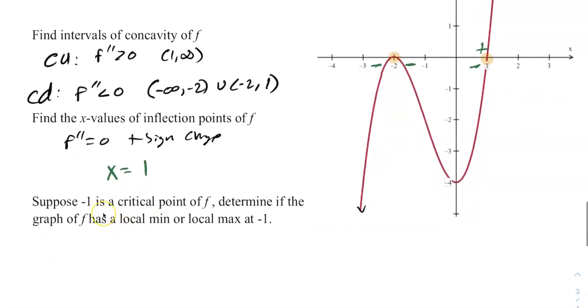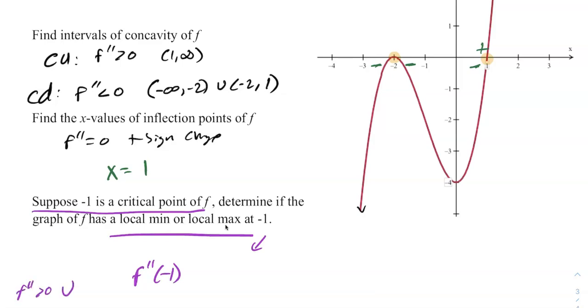And then right here is the second derivative test question. Suppose negative 1 is a critical point of f, right? So that means it could be a max or min. Determine if the graph of f has a local min or max. So all we're doing here is the second derivative test, which is plug that critical point into the second derivative and see what you get, right? If I get a positive, then it's concave up, so min. If I get a negative, it's concave down.